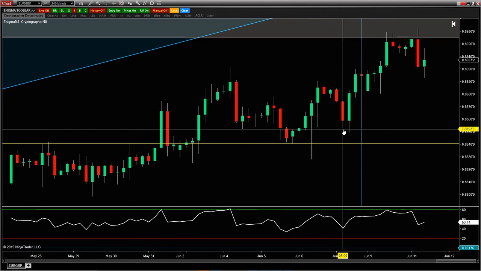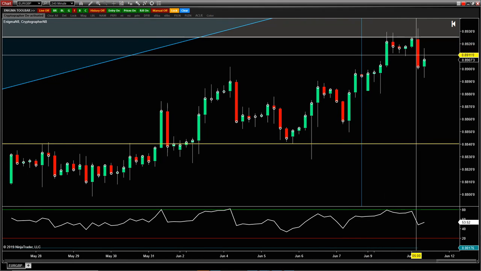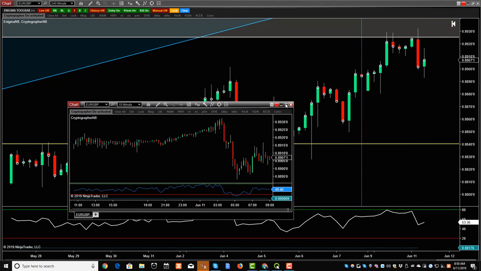Let's get down to the 240. You can see the double top here on the 240. Price action came up, a little bit of a retracement, retested that level, that 89.30s. Let's check it out in the 60.